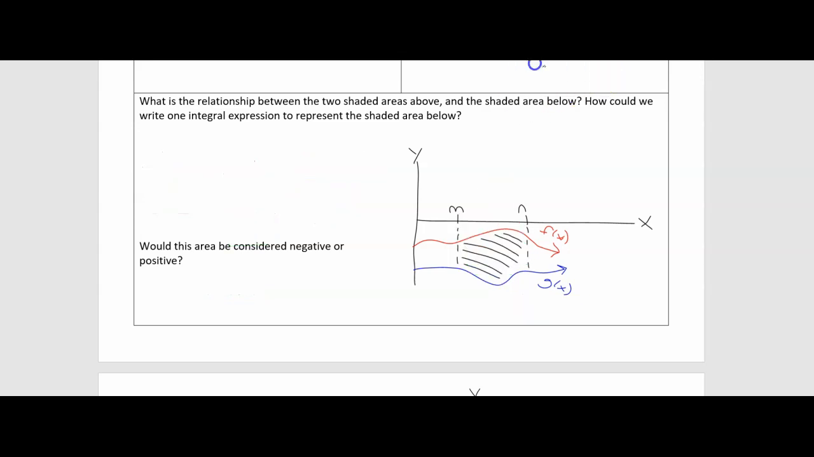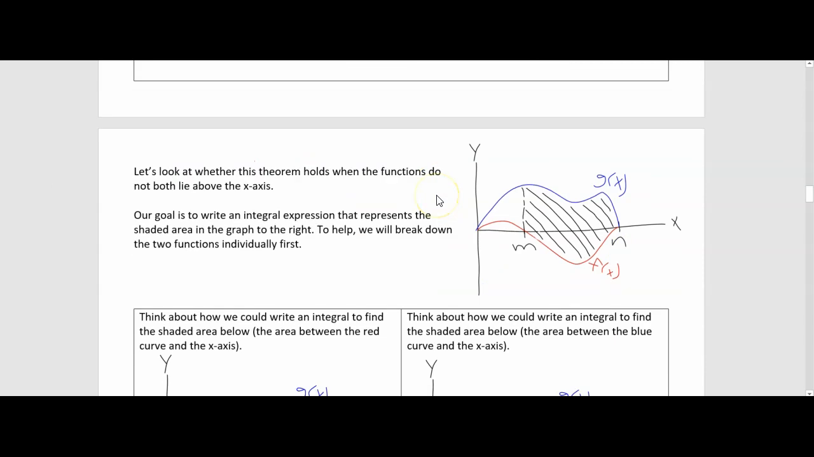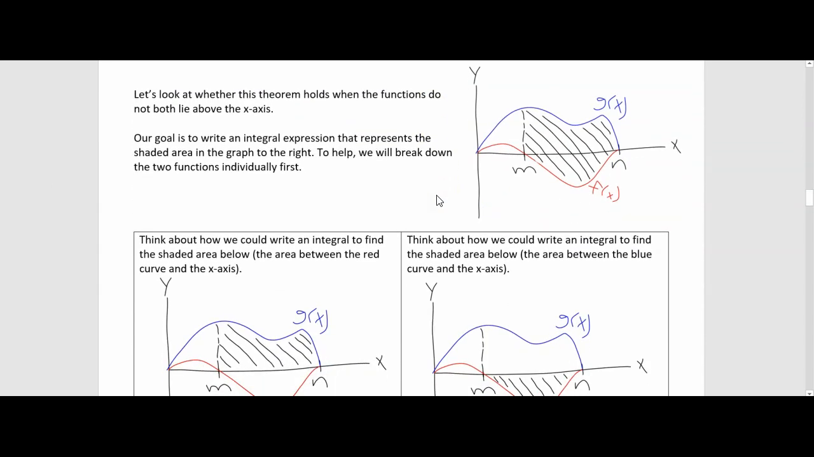Let's look at the final scenario where one of our functions is above, one of our functions is below. And again, I encourage you to think through this on your own first. Go through the steps of looking at the area underneath the blue curve, the area between the red curve and the x-axis, doing the subtraction, and trying to decide whether that formula would still give us an answer that makes sense. And it may help to throw in some numbers there, just to choose some random numbers. One of those areas should be positive because it's above the x-axis, one should be negative, etc.